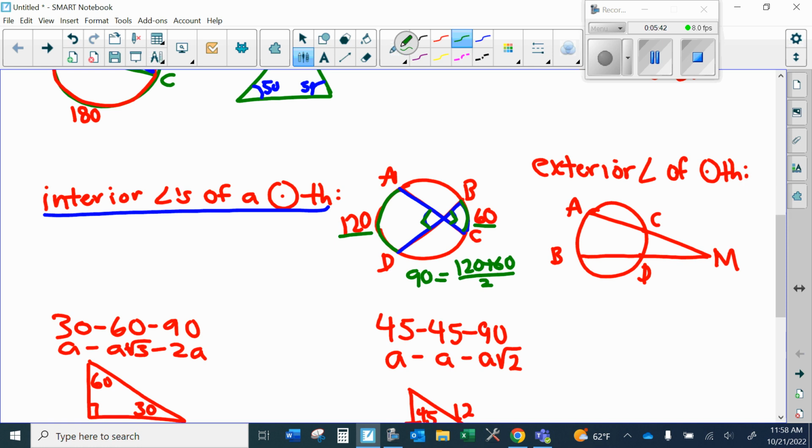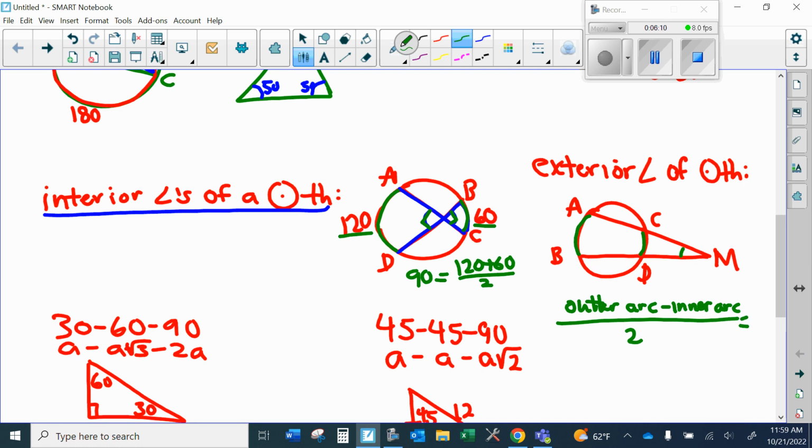That's the midpoint. Okay, then we have the exterior angle theorem of a circle. That is the outer arc minus the inner arc divided by 2 equals the measure of the exterior angle.